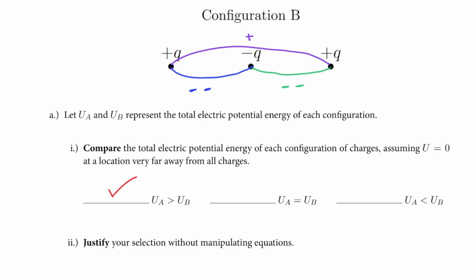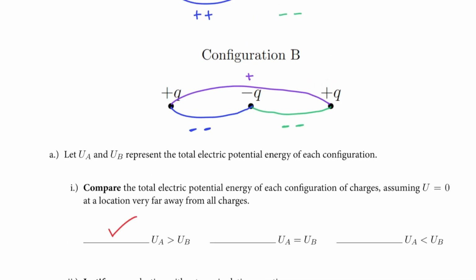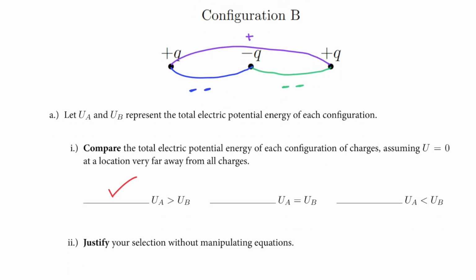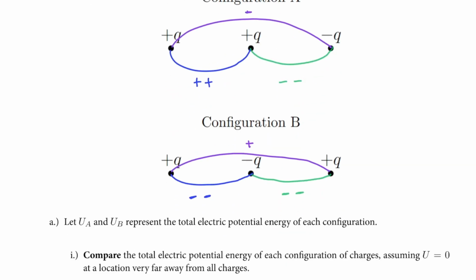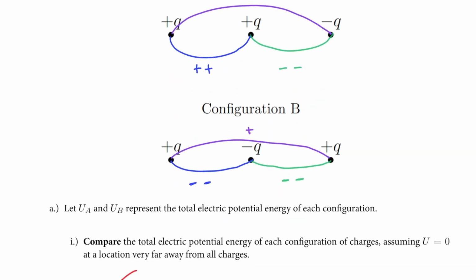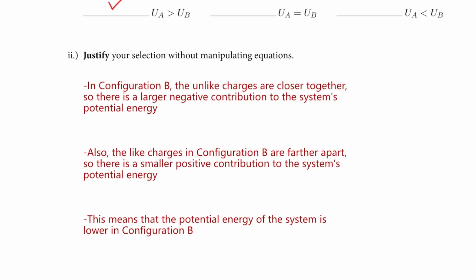We don't have to actually tell you we set U to be 0 at infinity. That's more used in the derivation in B, but you can also just assume that's true, unless we have some weird infinite charge distributions. So this is a justify without manipulating. We can just use the fact that in B, the unlike charges are closer together, and the like charges are farther apart. So this means my negative contributions get bigger in B, and my positive contributions get smaller. So we get larger negative contributions and smaller positives. Absolutely, without doing any math, we can just reason that B has to have lower potential energy.